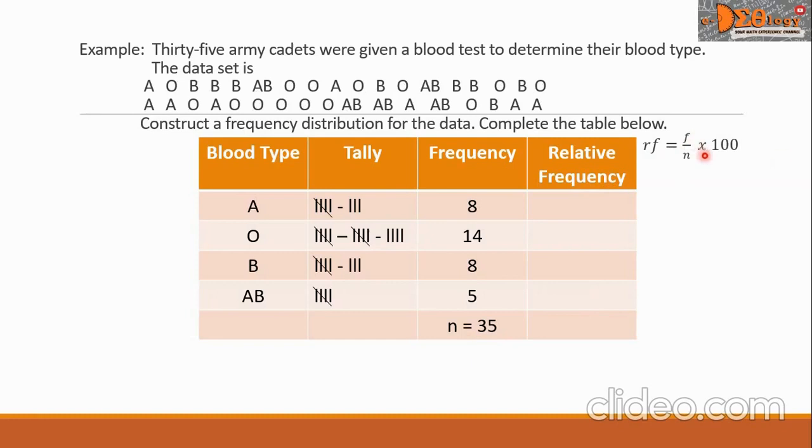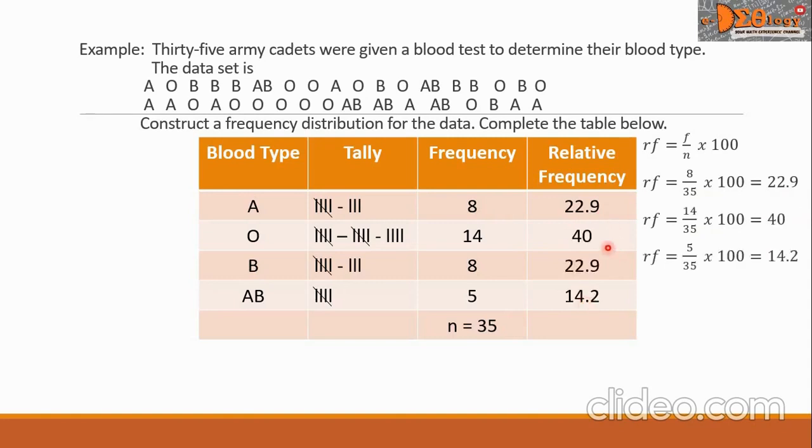frequencies, times 100. So for the first blank, we're going to have this number 8 divided by 35 times 100. And this is equal to 22.9. This value we will copy on the first blank. So there we go. And then we will use this same formula to compute for our remaining relative frequency. So we have this number 40. It comes from 14 divided by 35 times 100.